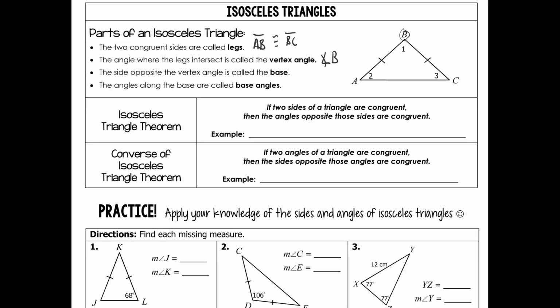And then the side opposite the vertex angle is called the base. So if this is the vertex angle, this is the base. It's the other side. So it's the side that's not the legs. In this case, the base is segment AC.